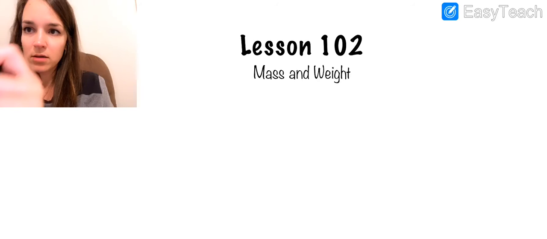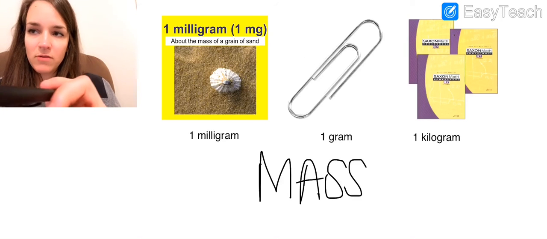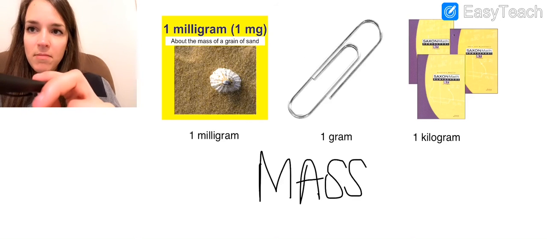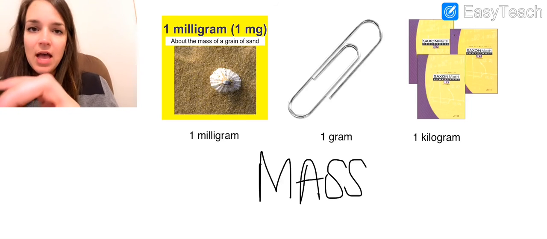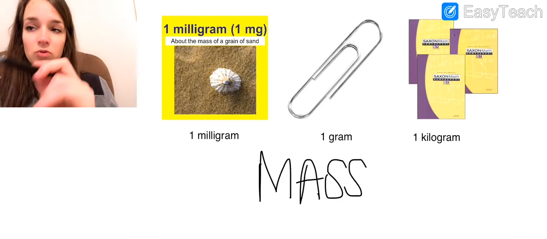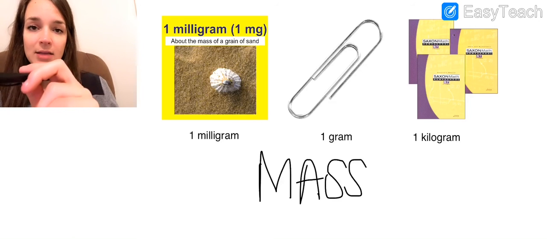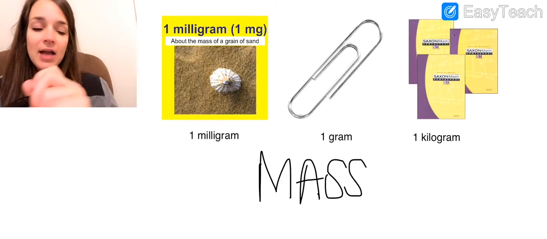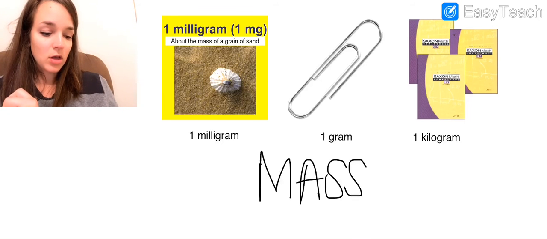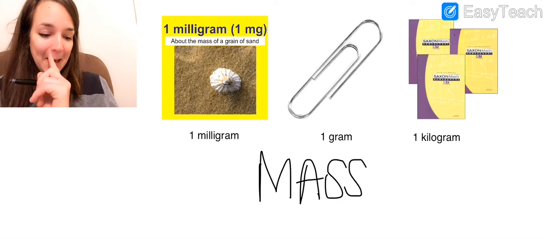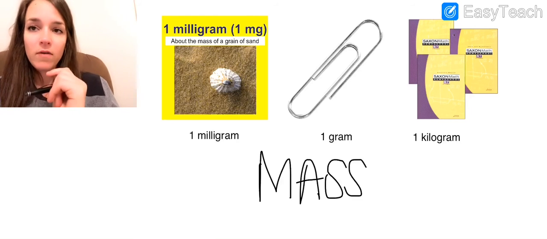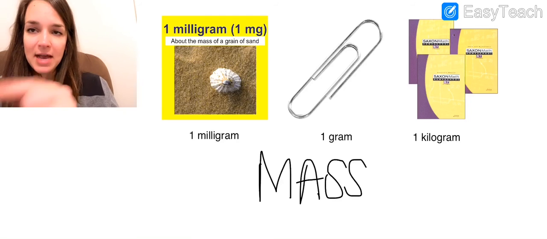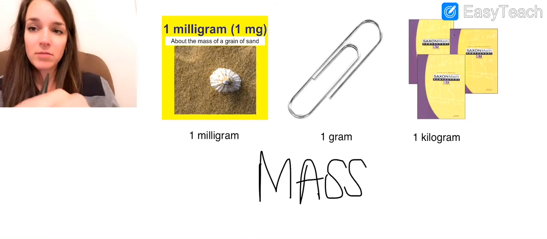All right, so mass. If you look here, I've given you 3 examples and listed their actual weight. For mass, we use the metric system to measure mass. And also mass is the physical amount of matter in an object. So if you want a quick definition, you can write that down: mass is the amount of matter in an object.